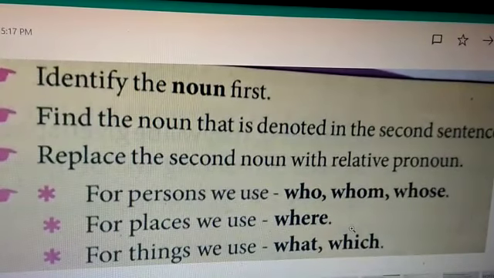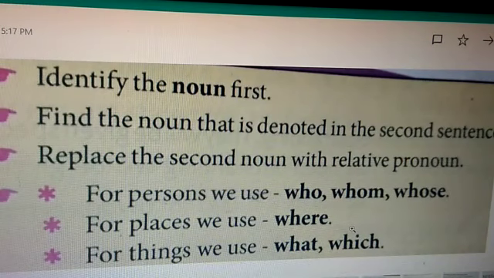Dear students, you identify the noun first. Find the noun that is denoted in the second sentence. Okay. Replace the second noun with a relative pronoun. For human beings, for persons, we use who, whom, whose. For places, we use where. For things, we use what, which. For animals, we use which. For time, we use when.